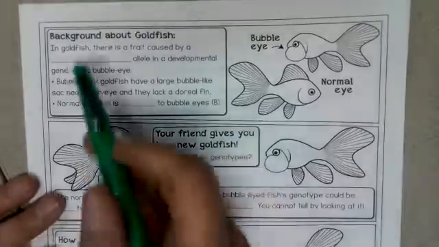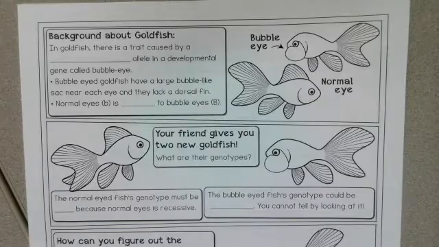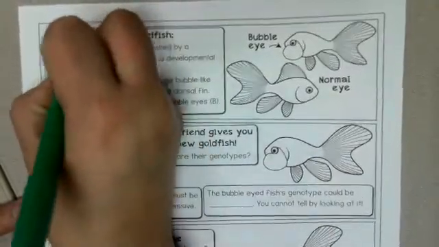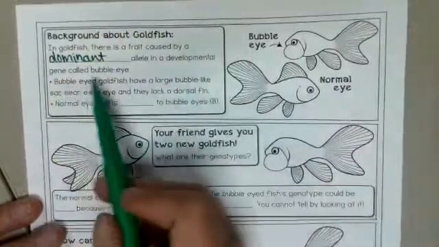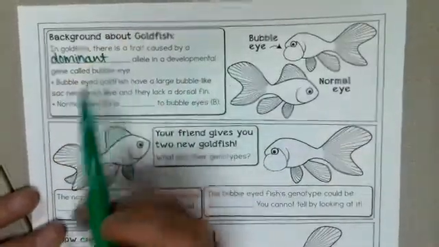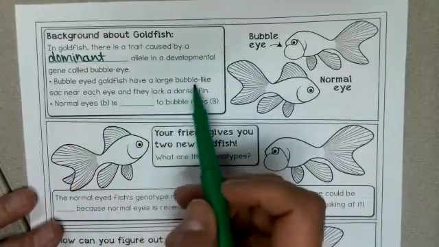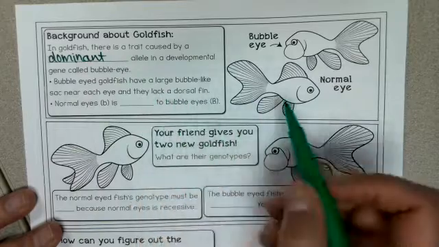All right, so a little bit of background about goldfish. In goldfish, there's a trait that is caused by a dominant allele in a developmental gene called bubble eye. So dominant goes in here. That dominant gene is bubble eye. Bubble-eyed goldfish are going to have a large bubble-like sac near each eye, and they're also going to lack a dorsal fin.